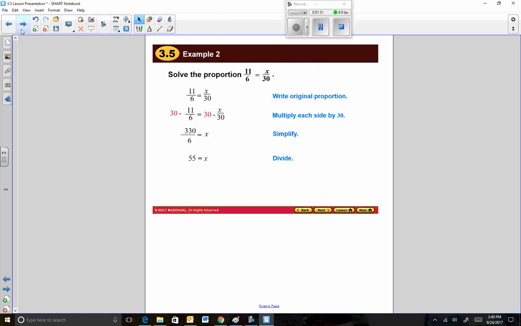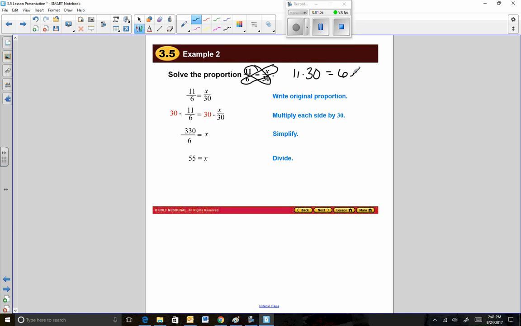All right, next example. Solve the proportion. What I would strongly suggest you do when you get a proportion like this, and a proportion, by the way, is just a fraction equal to a fraction, is go ahead and cross multiply. So I do 11 times 30 equals, and then this cross multiplication, 6 times x.